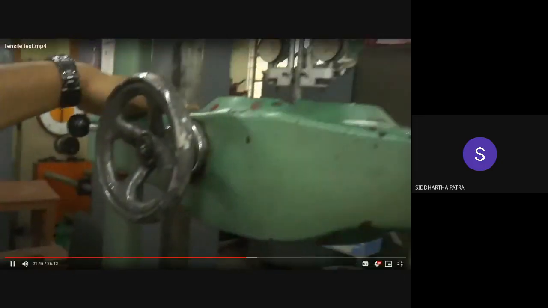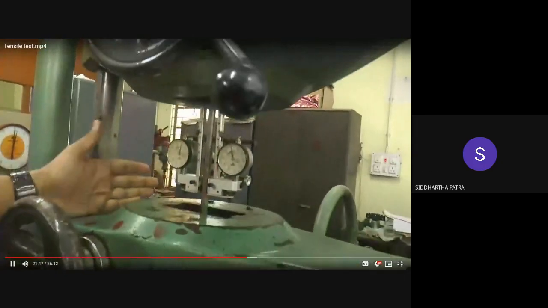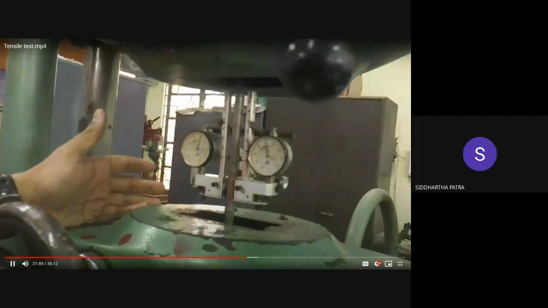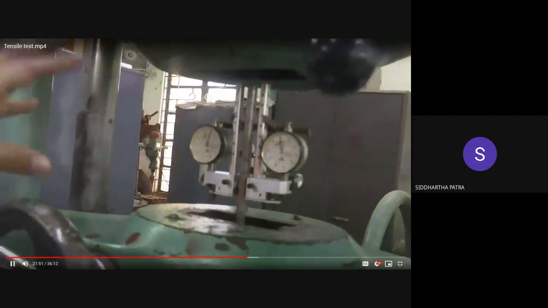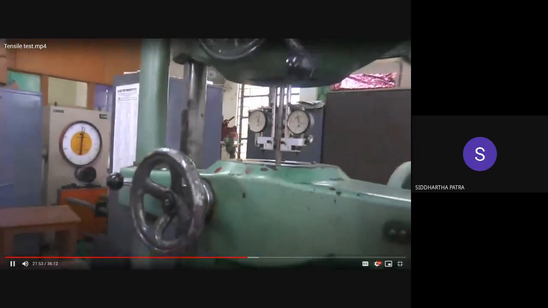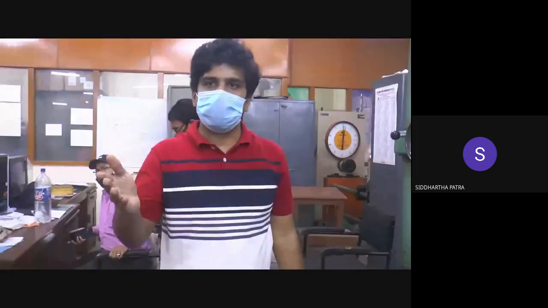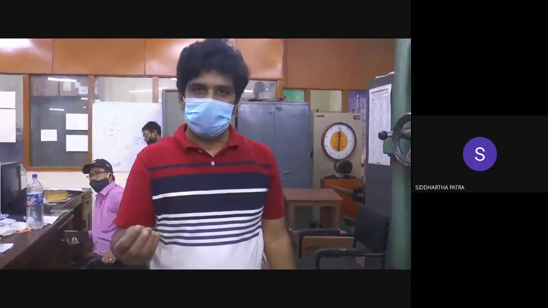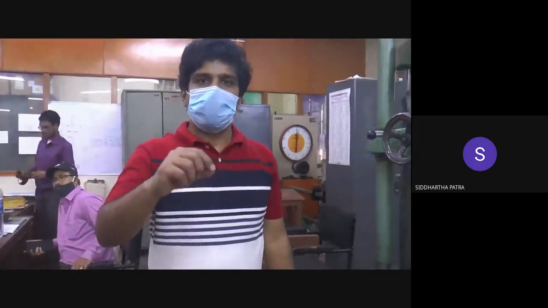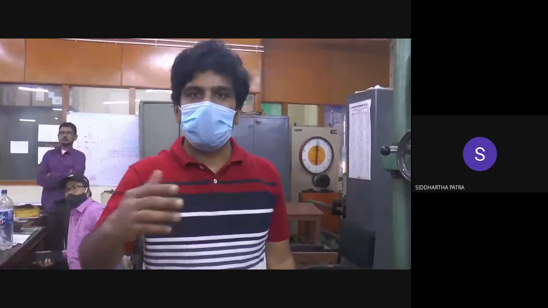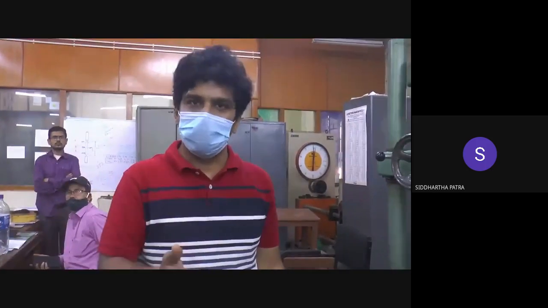As I mentioned earlier, the working length of this extensometer is up to 5 millimeters. From 0 to 5 millimeters of elongation, we can use this extensometer. Now, as you might know, the material has substantial elongation in the plastic region. Let's say if you are testing a ductile material, then in the plastic region, it will have several times higher elongation than in the elastic region.